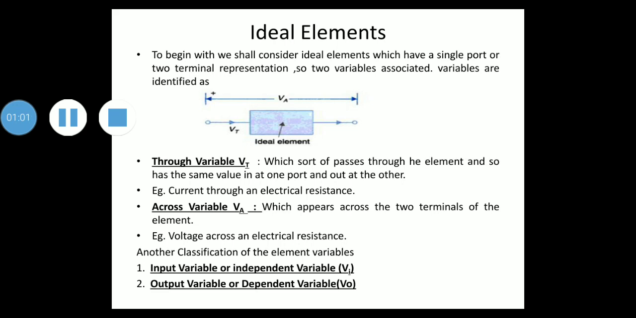This through variable Vt sort of passes through the element and so has the same value in at one port and out at the other. The example for this is current through an electrical resistance. The second variable is the across variable Va, which passes across the two terminals of the element. The example for that is voltage across an electrical resistor.